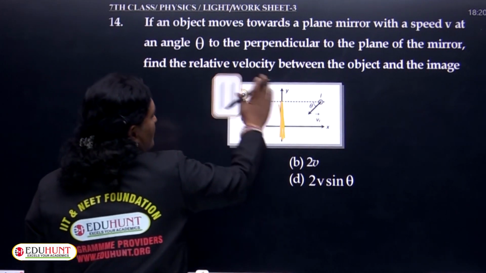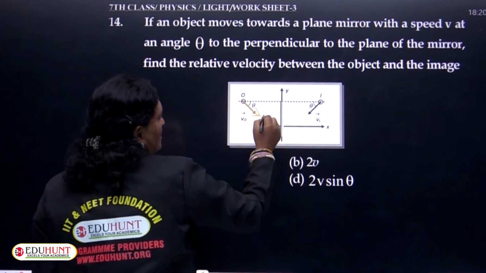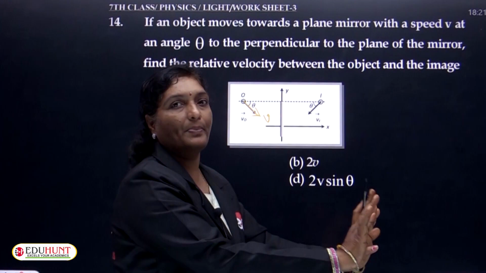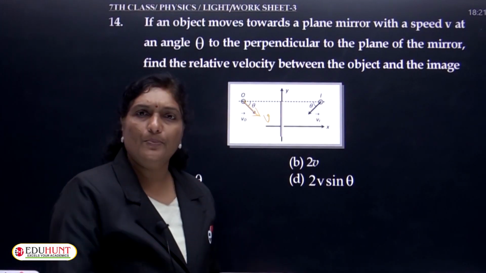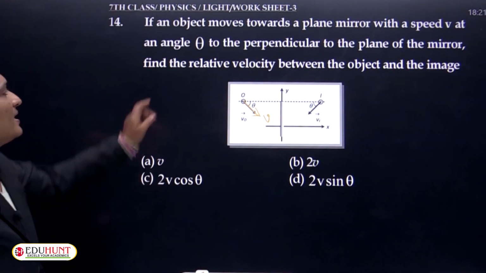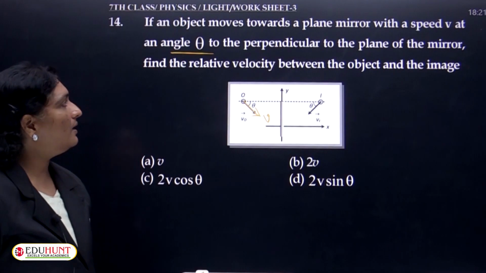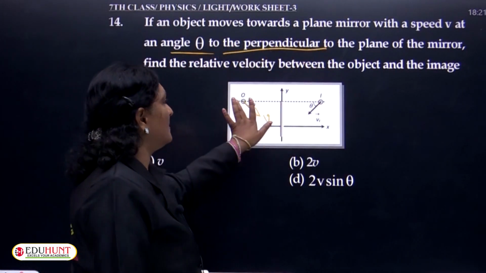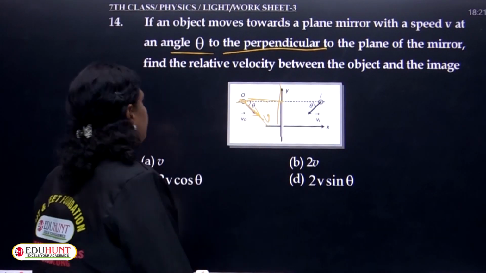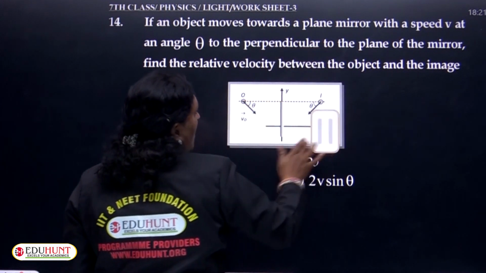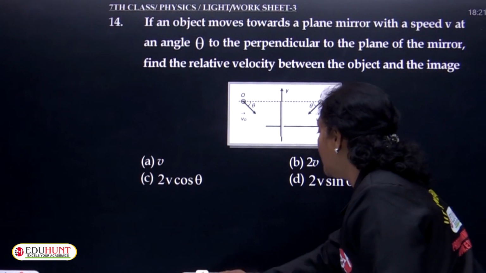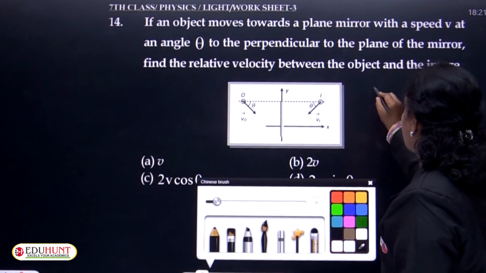So which direction is the object moving? This is moving in this direction, with speed v, it was given. Towards the mirror, they haven't said it is perpendicular to the mirror. So towards the mirror, approaching the mirror, whatever the direction be, approaching the mirror by making an angle theta to the perpendicular to the plane. This is the perpendicular to the mirror. To the perpendicular, it is making an angle theta. Okay, find the relative velocity between the object and the image. You are asked to find the relative velocity between the object and the image.